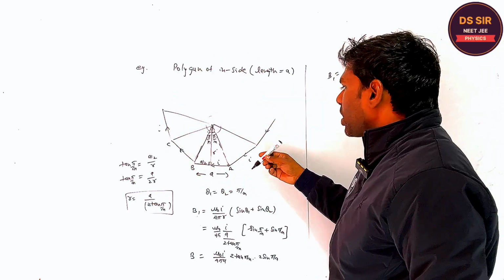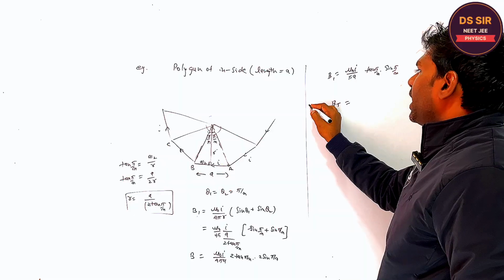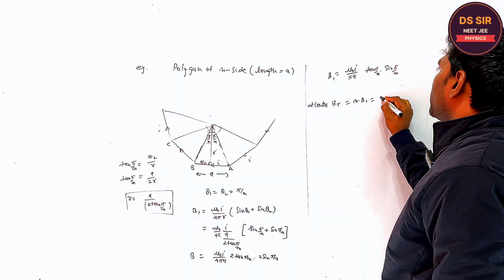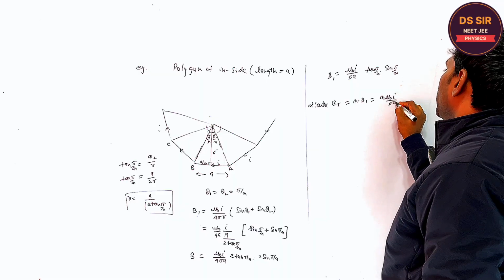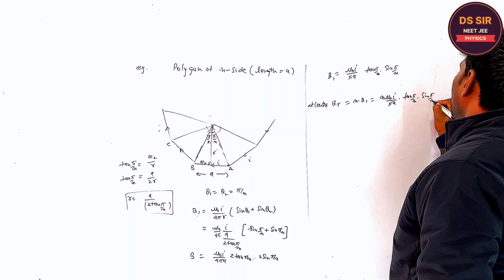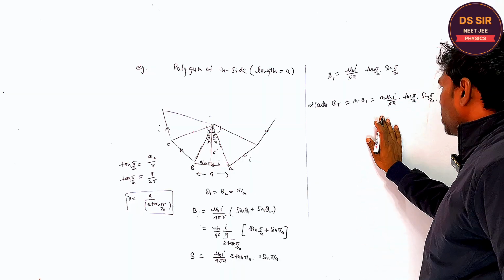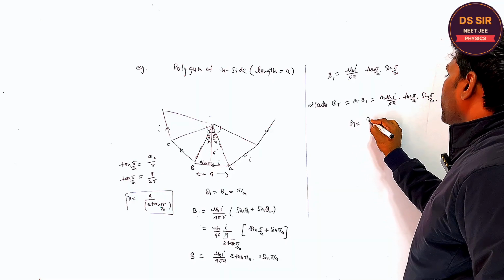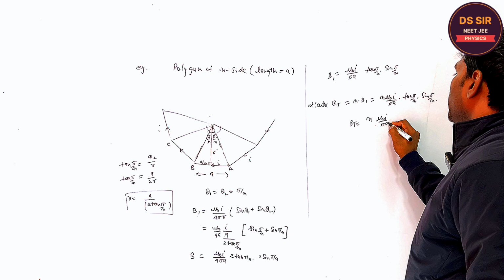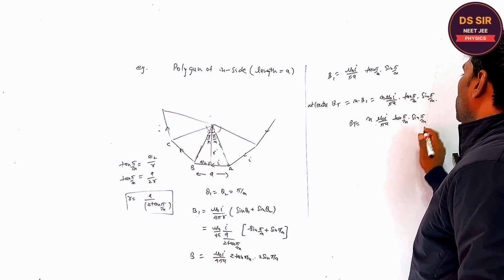How many portions or how many wires are there? N. So the total magnetic field at the center is n times B1. That is n mu naught I upon pi a into tan pi by n into sine pi by n. Is it clear or not, you tell? Right. So this formula you will remember: n mu naught I upon pi a tan pi by n sine pi by n. Is it clear or not?